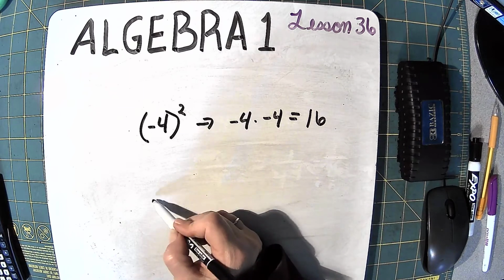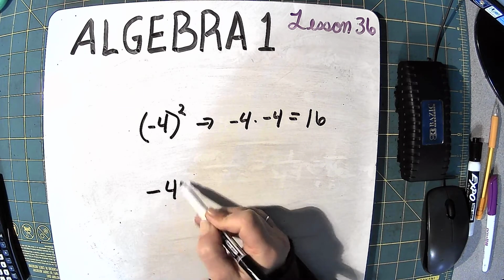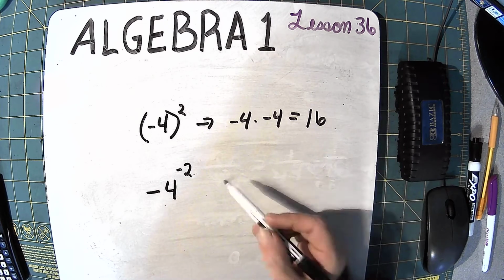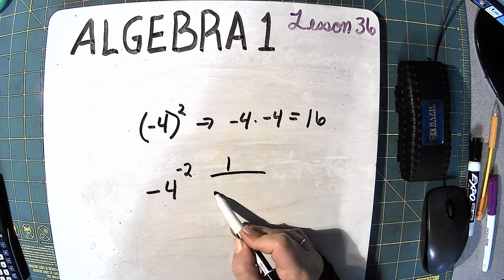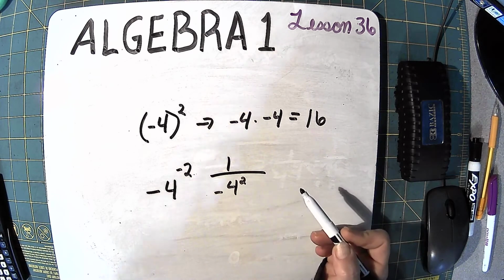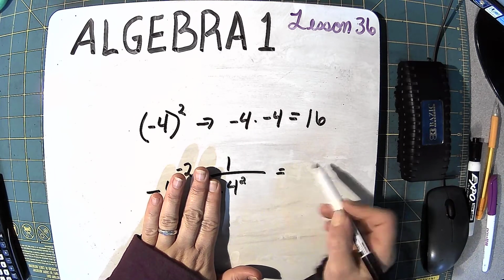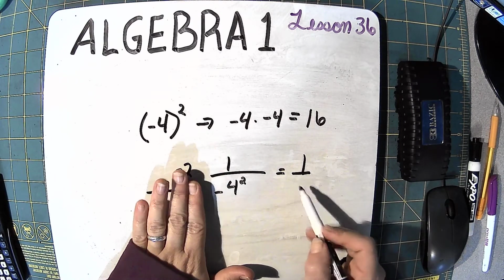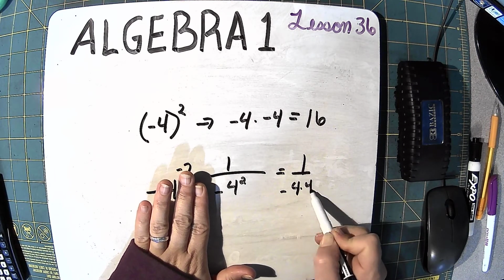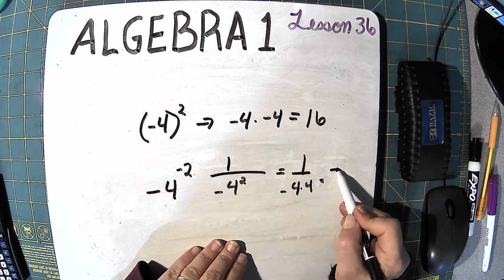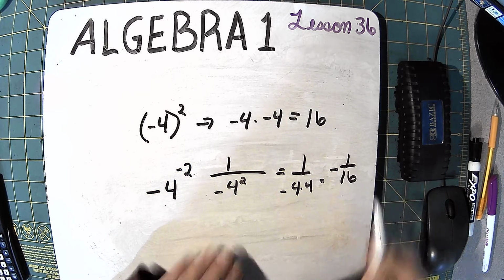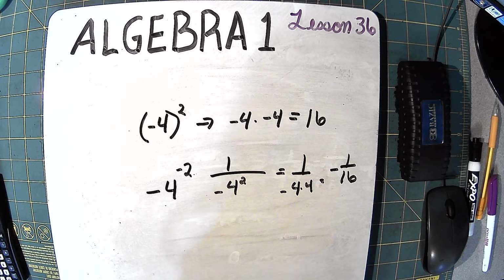If we had negative 4 to the negative 2, okay, so we're going to put a 1 over it to get rid of the negative. Now we have negative 4 squared. We can cover up that negative, and we're going to have 1 over negative 4 times 4, which would be negative 1/16.